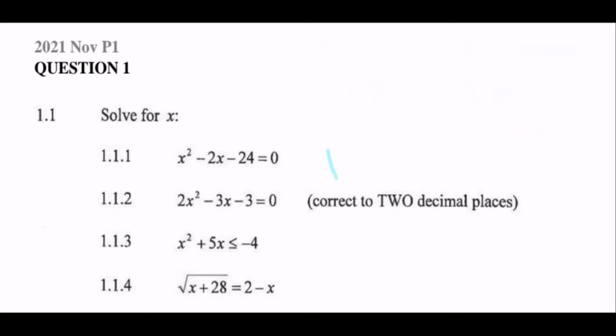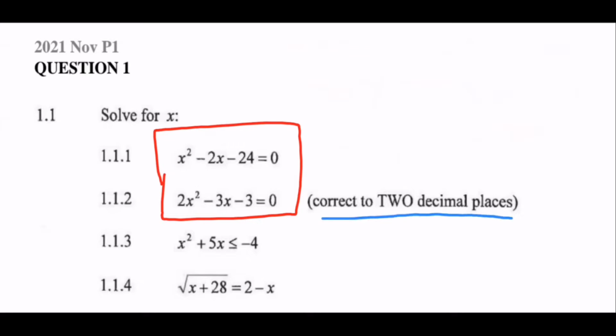For this next question, if you look carefully, you can see it has a lot of resemblance to the first question. It's also a quadratic equation, but this one we can't factorize. It's hinted that this one can't be factorized by them saying that we need to correct our answers to 2 decimal places.